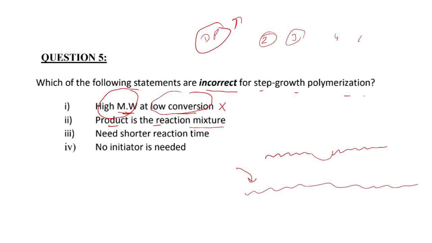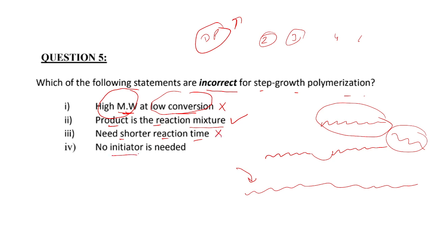Product is the reaction mixture, no? Yes, it is correct. Here, all the reaction mixture is your product. So this is the correct statement. Then, needs shorter reaction time? No, it takes a long time, because when you have significant length of these chains, their reaction rate will be very slow, so it will require a very long time. So this statement is wrong.